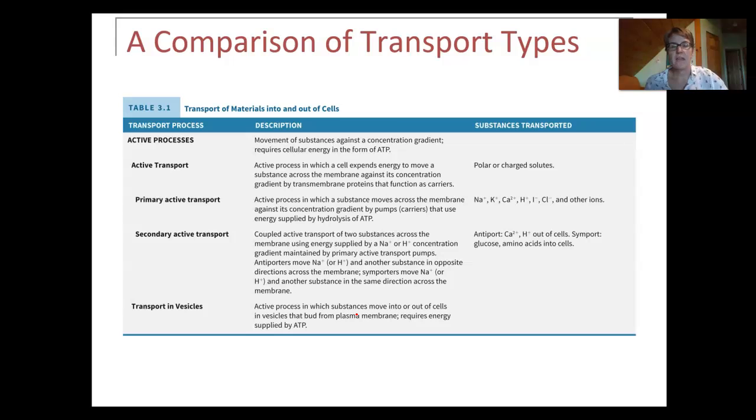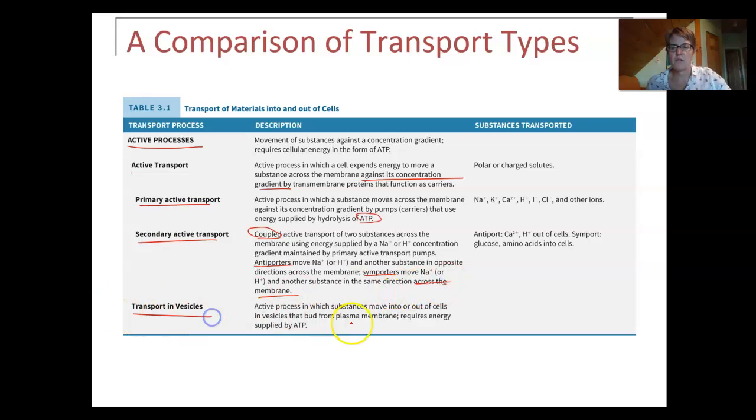My active processes. I have active transport where I am moving something against its concentration gradient, either primary, that would be like my sodium potassium pump, using ATP, and then secondary, where it's coupled. It's like, yeah, I'll take that special because it comes with the main entree and the dessert. It can either be moving in the opposite direction, an antiporter, or in the same direction, a symporter, across the membrane. Remember, all of this has to do with across the membrane.